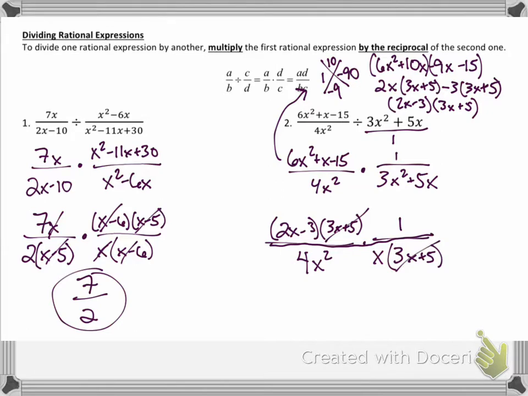So all I can do is combine it. So in the top, I'd have 1 times 2x minus 3, so it'd just be 2x minus 3. The bottom, I have 4x squared times x. That would turn into 4x cubed, and that is my final solution.